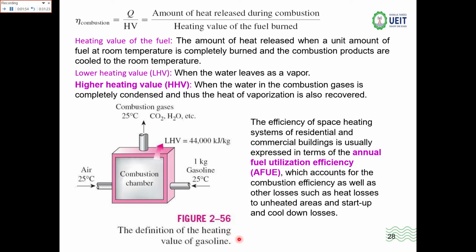The definition of the heating value of gasoline is explained here. Air comes in at 25 degrees Celsius, room temperature, and you are supplying 1 kilogram or 1 liter of gasoline. Here the combustion starts, and after complete combustion, the value obtained is 44,000 kilojoules per kg.